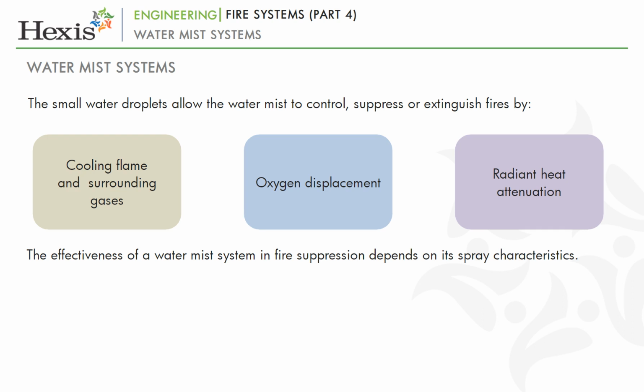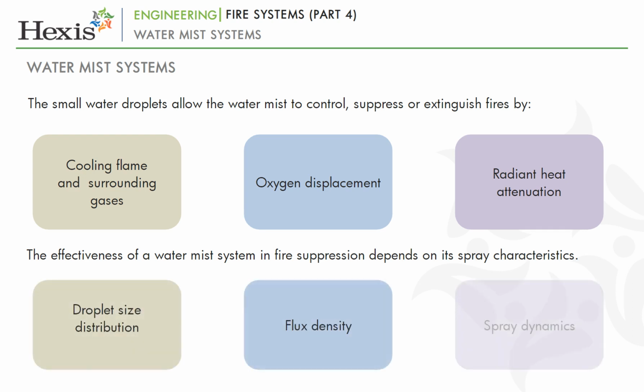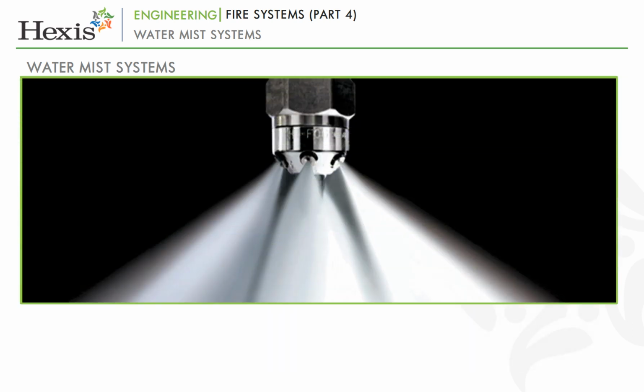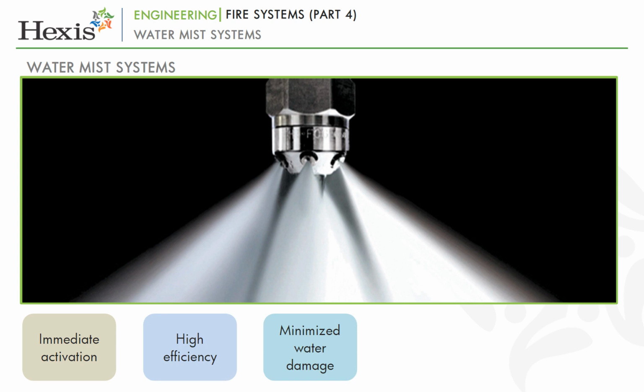The effectiveness of a water mist system in fire suppression depends on its spray characteristics, which include the droplet size distribution, flux density, and spray dynamics with respect to the fire scenario, such as the shielding of the fuel, fire size, and ventilation conditions. The use of water mist fire suppression when compared to the use of gaseous agents and traditional sprinkler systems has revealed advantages such as immediate activation, high efficiency in the suppression of a wide variety of fires, minimized water damage, environmentally sound characteristics, and no toxic problems.